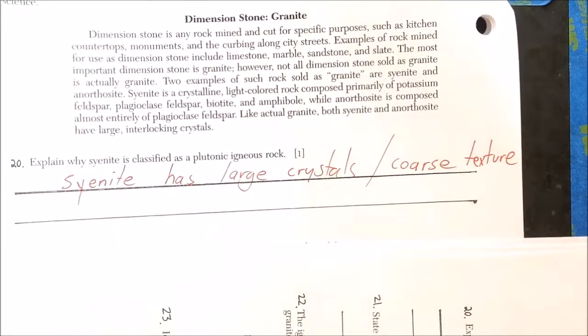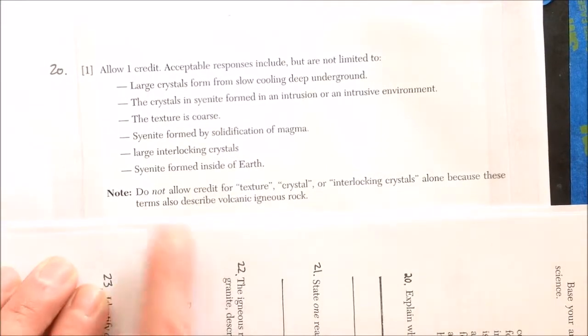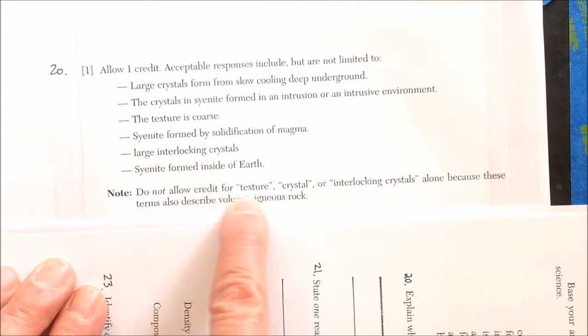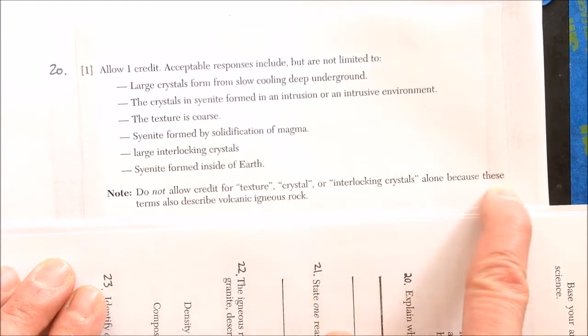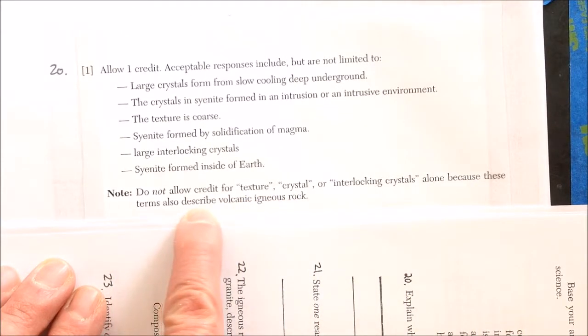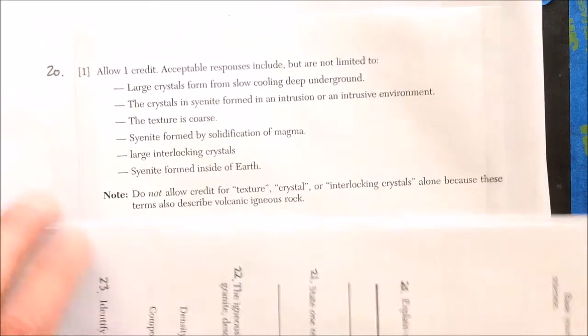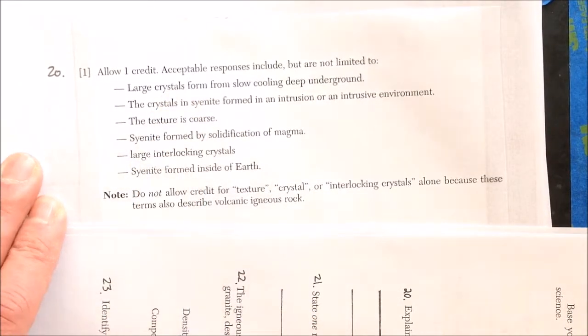And let's see what the Regents exam had to say about this. The Regents exam key. I encourage you to pause it. Note, see, this is key too. Do not allow credit for terms like texture or crystal or interlocking crystals alone, because they also describe volcanic igneous rock. So pause it, see some other examples here.